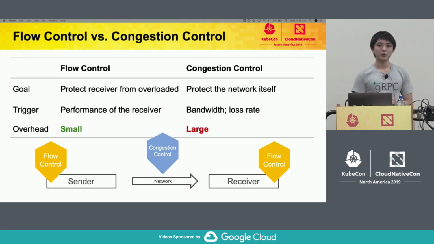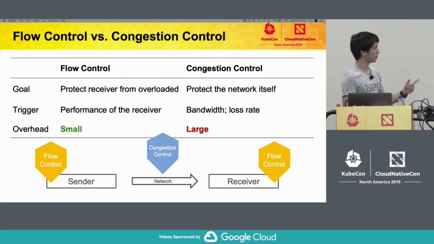Next, if you still remember your networking system lecture from your undergrad, you probably will remember this. There is a similar concept to flow control, which is called congestion control. They are similar, but serving different purposes. The goal of flow control is to protect the nodes inside the network, while congestion control is protecting the network itself. The trigger condition for flow control is when the receiver is slower than the sender. And the trigger condition for congestion control is low bandwidth and a lossy network.